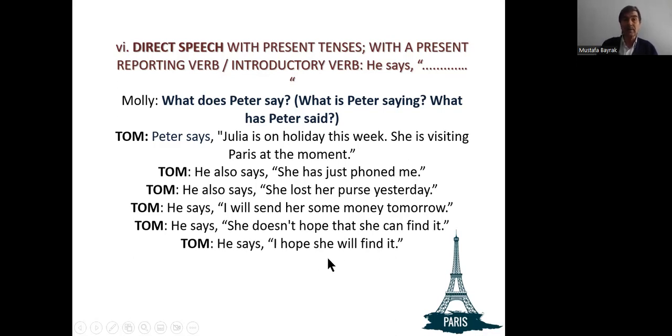I hope Julia will find it. Yes. I hope she will find it. Okay. This is indirect speech. So we will see the introductory verb in simple past tense, but here in present tense. In one of the present tenses, but especially simple present tense, as he says, she says, or she's saying, he is saying, she has said, also possible, but she has been saying, yeah, also possible.